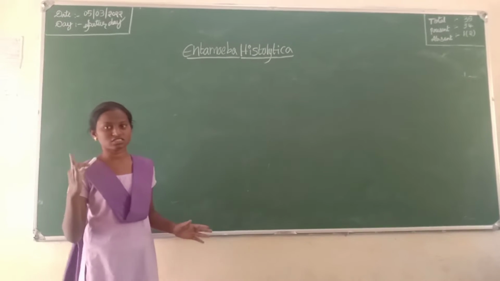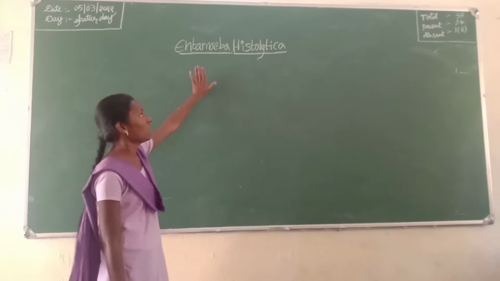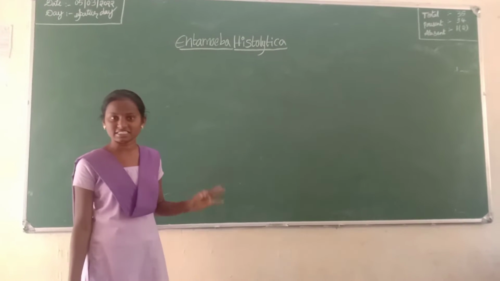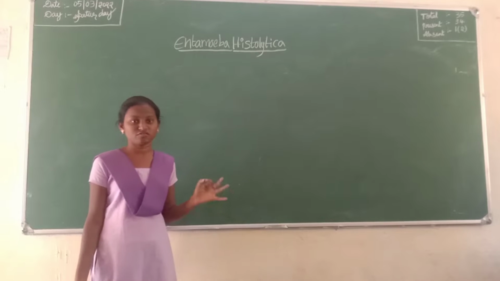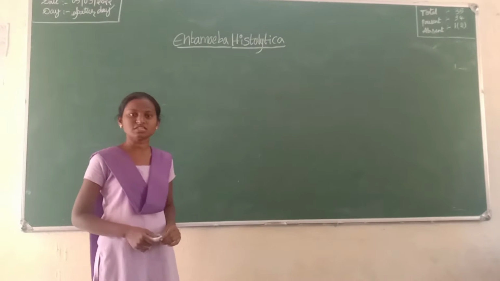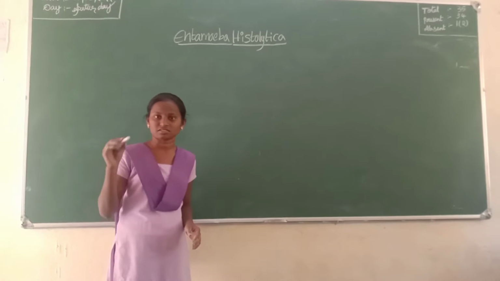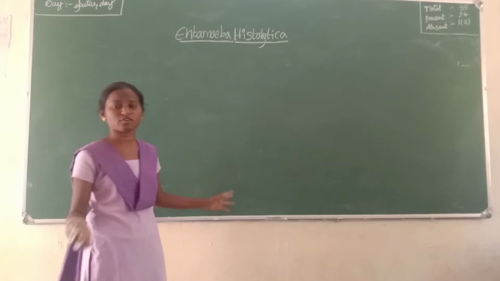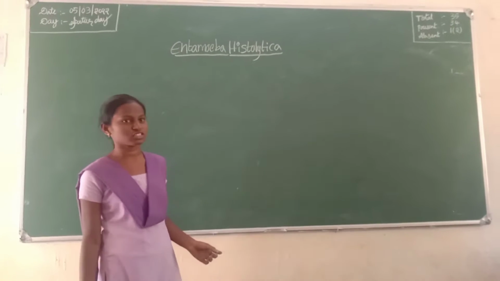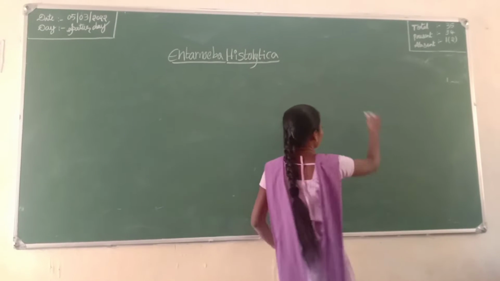So we have to discuss Entamoeba histolytica. Entamoeba histolytica is a disease. What type of disease? Infectious disease. Infectious disease means it transfers from one person to another person. So first of all, we have to know about the classification of Entamoeba histolytica.